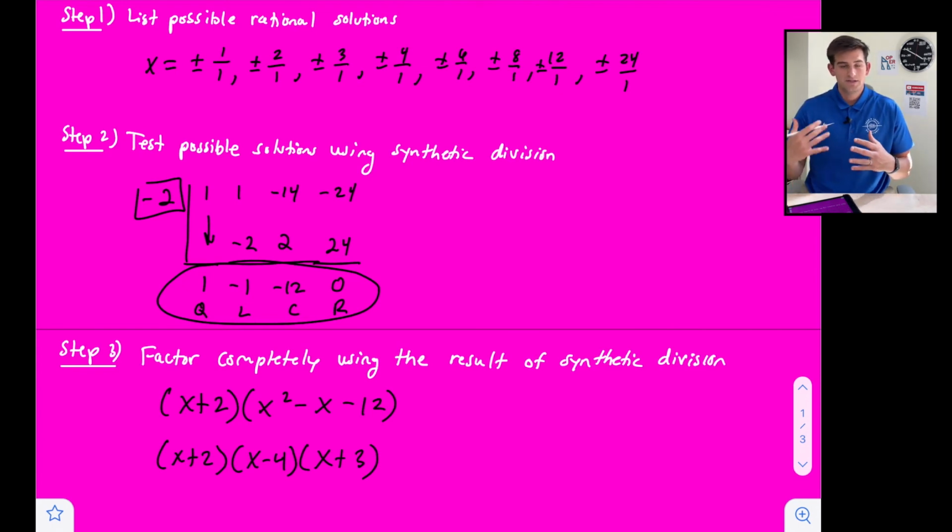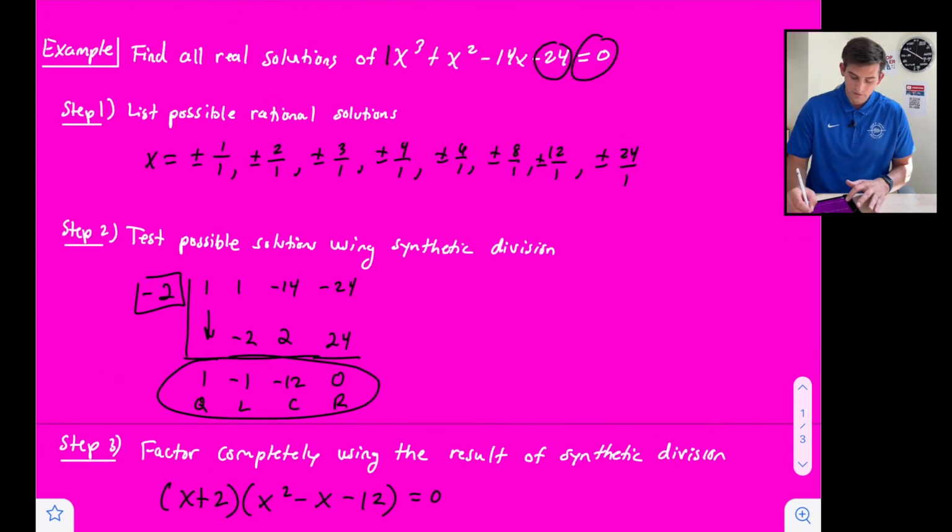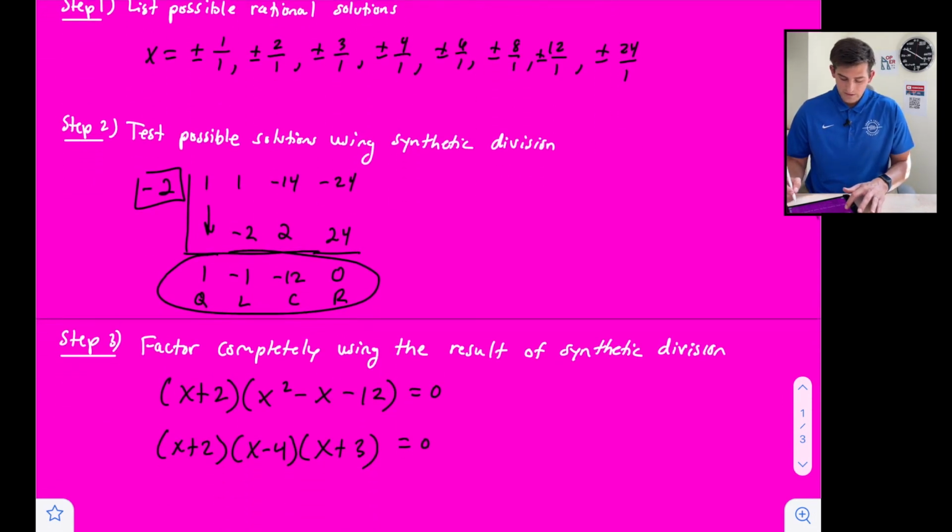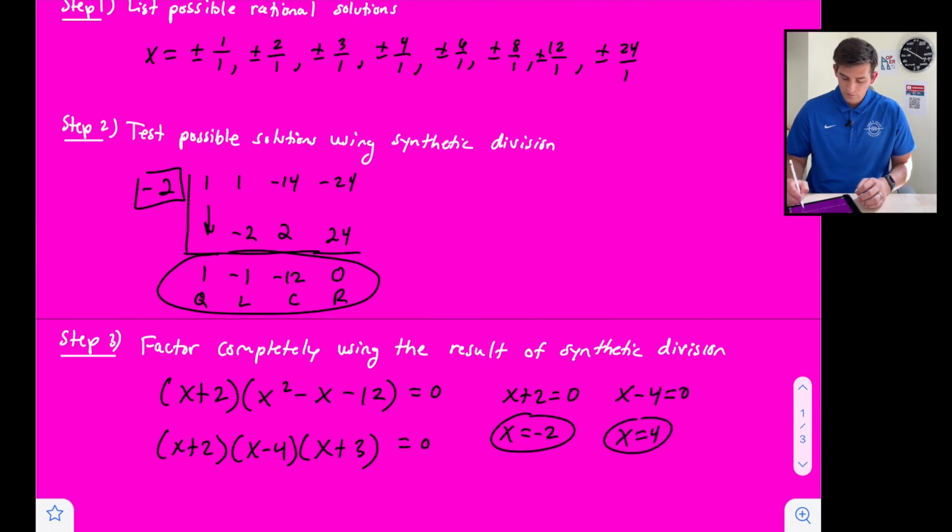We can now use the zero product property because remember, this is equal to 0, right? That's what we started with, equals 0. And so now we can just set each of these equal to 0. So we can say x plus 2 equals 0. So x equals negative 2 is one of our solutions. X minus 4 equals 0, so x equals 4 is one of our solutions. And x plus 3 equals 0, so x is also negative 3.